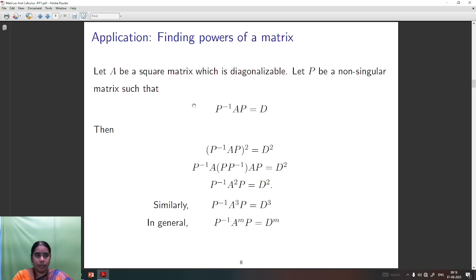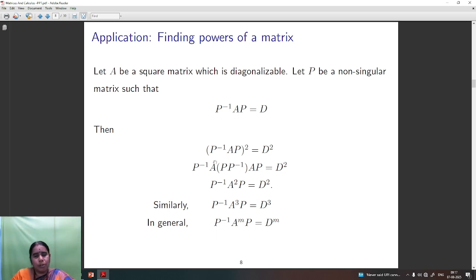Next section, we enter into the application. Why are we using diagonalization? Because its major application is to find the higher power of a given matrix. There is no need to do ordinary matrix multiplication. Instead of that, we can use diagonalization. Using this diagonalization concept, we can easily find the higher powers. Let A be a square matrix which is diagonalizable. We are taking a matrix which is diagonalizable. Let P be a non-singular matrix such that P inverse AP is equal to D.